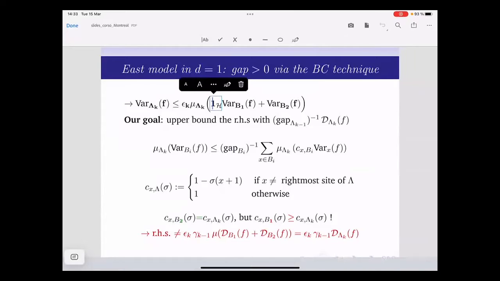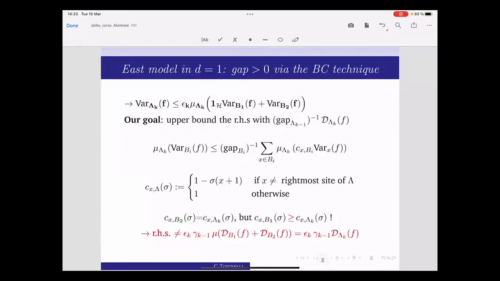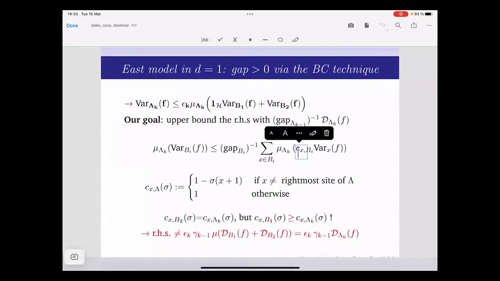This constraint is requiring the first block to be updated only if I have at least one empty site just on a certain stripe on the right. The point is that when I write this Dirichlet form for the dynamics on the smaller volume, I have to take into account the boundary condition on those volumes.